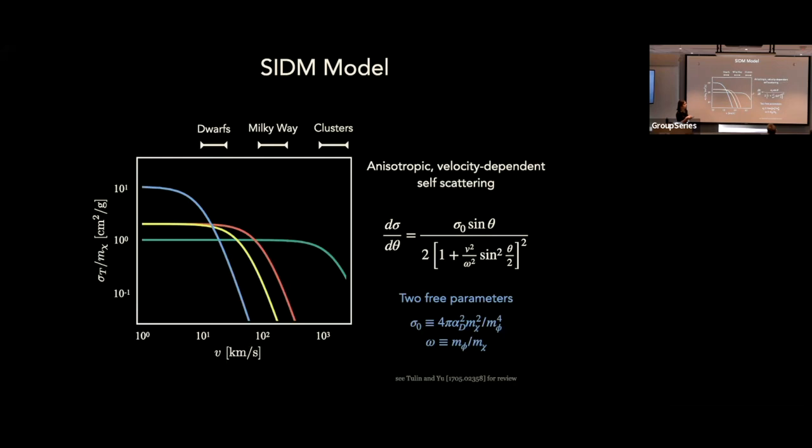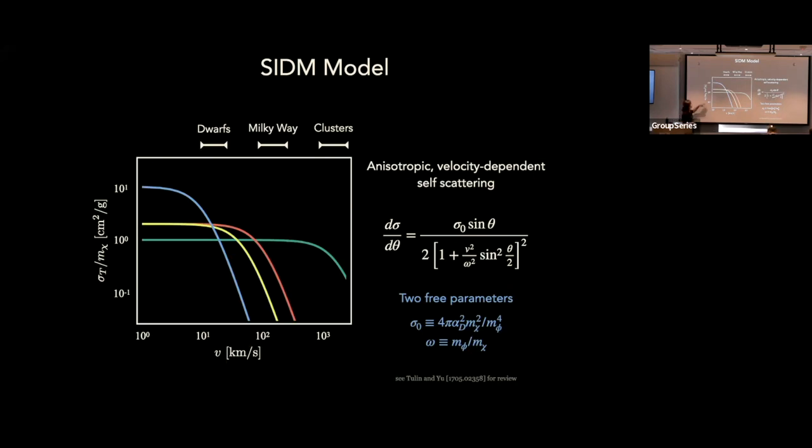There are two free parameters that fold in here. There's the sigma naught, which depends on the fundamental parameters in the theory in this way. And there's this omega, which is a velocity scale, and it depends on the fundamental parameters in that way there. And so whether or not the self-interactions are going to be relevant for the system that you're interested in is going to depend on what the sigma naught and the omega are.